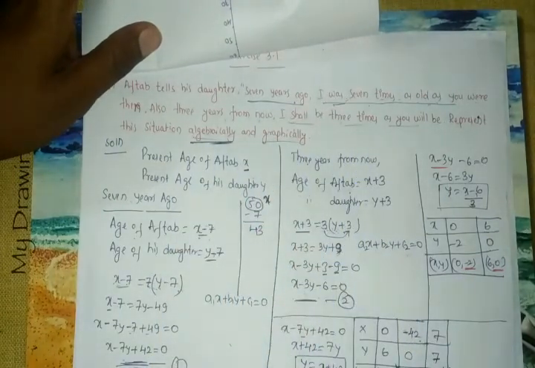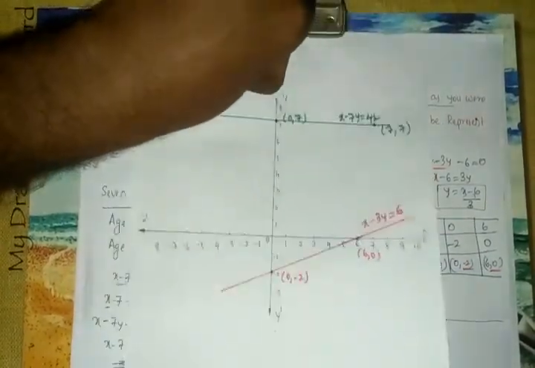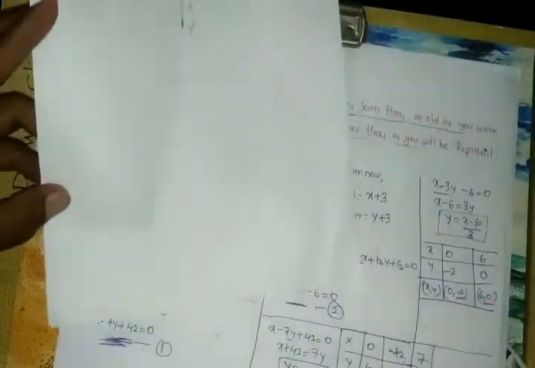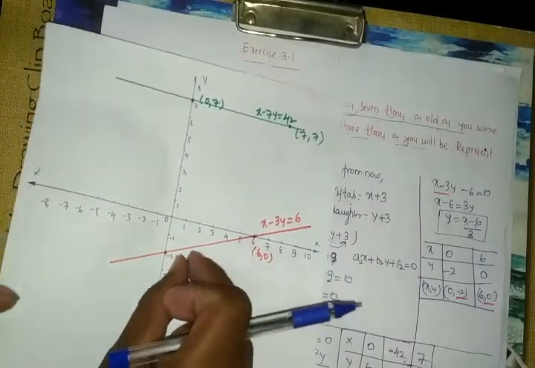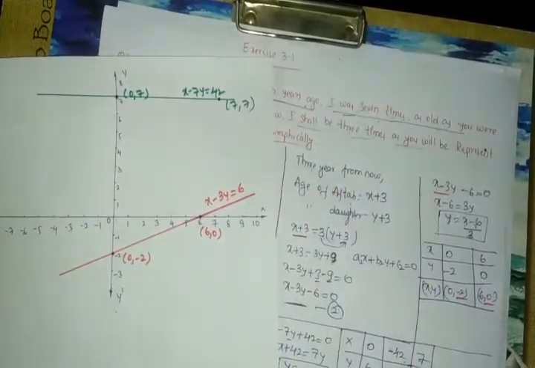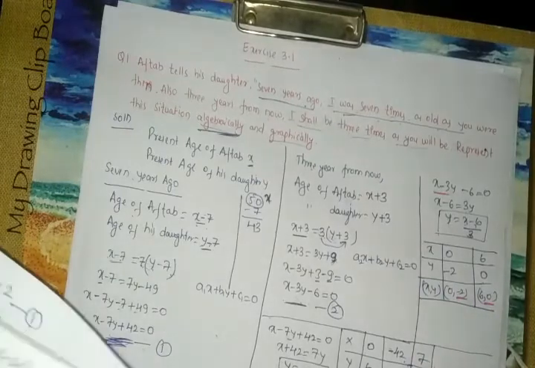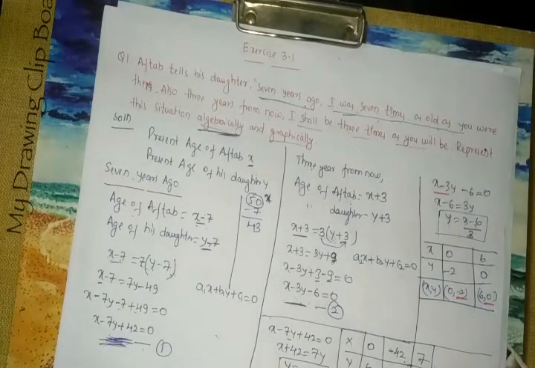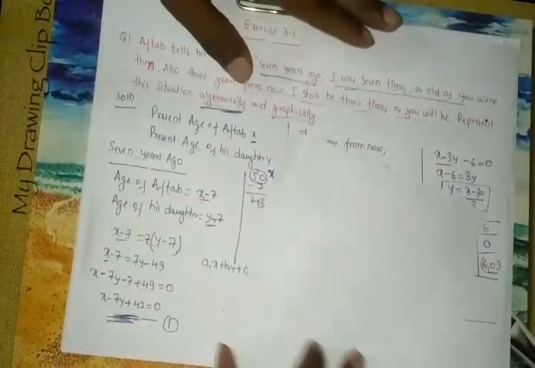Okay, let us try to get what is the exact age of father and daughter. With the graphical method, you can take more intervals and find the meeting point, or you have three different methods. Any one method you can choose. I will go with the substitution method, and I'll try to get the value of x and y.